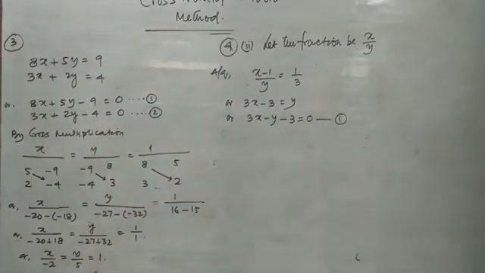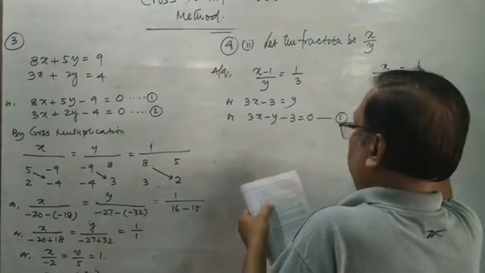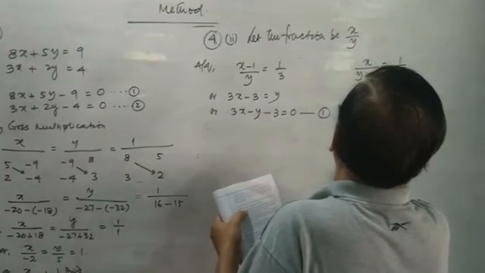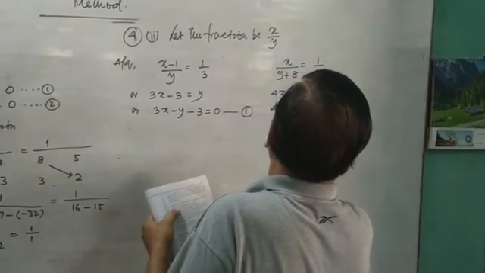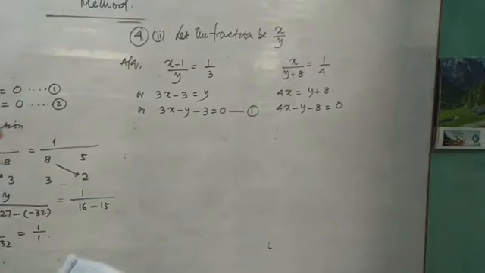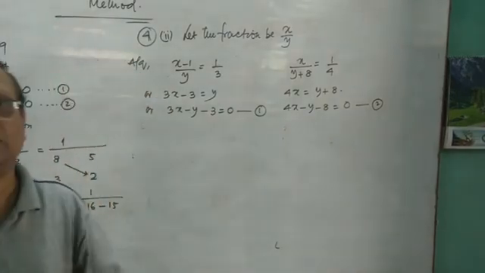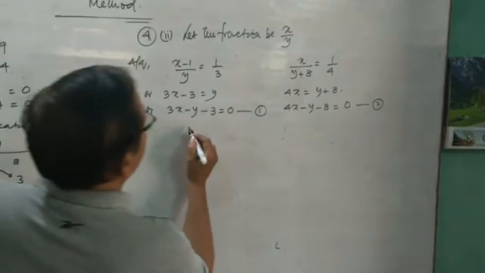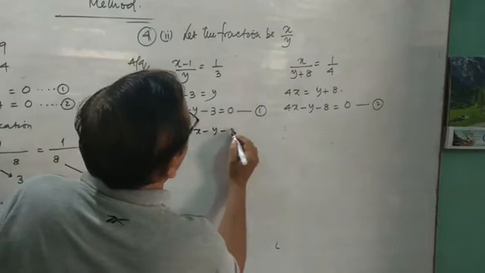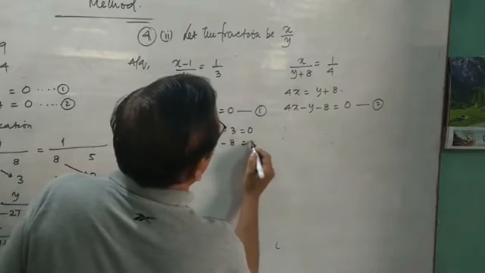Second condition is it becomes 1 by 4 when 8 is added to the denominator. That means x divided by y plus 8 is equal to 1 by 4, or 4x is equal to y plus 8, or 4x minus y minus 8 equals to 0. Now this is the second equation, students. Now we can solve these two linear equations by any method, but since we have learnt right now the cross multiplication method, we will go for cross multiplication. The first equation is 3x minus y minus 3 equals to 0, and the second equation is 4x minus y minus 8 equals to 0.